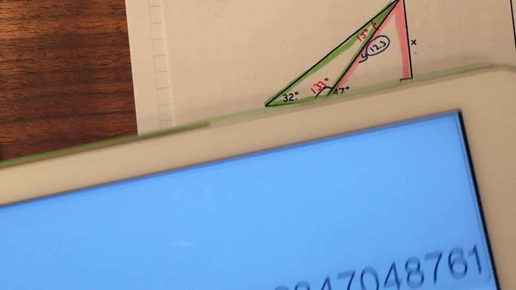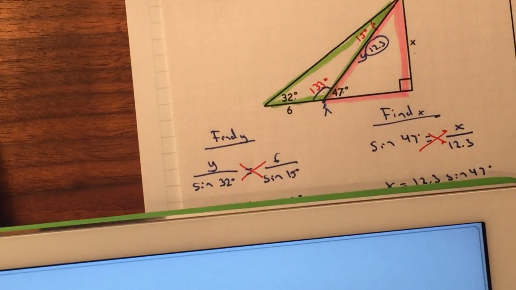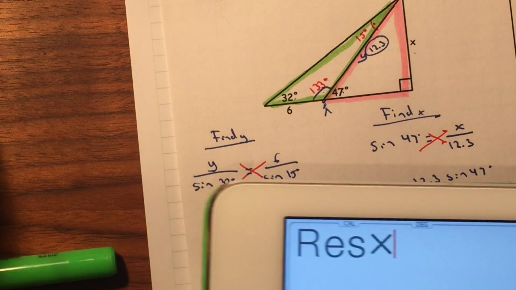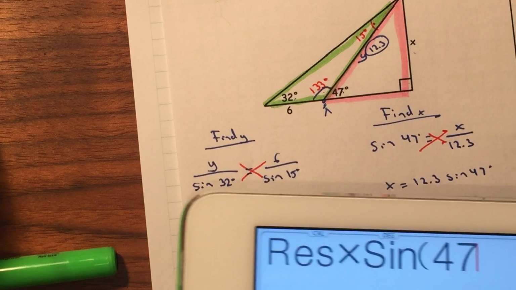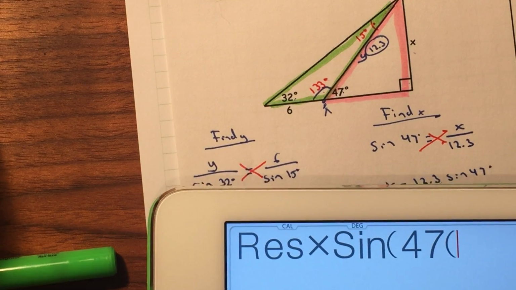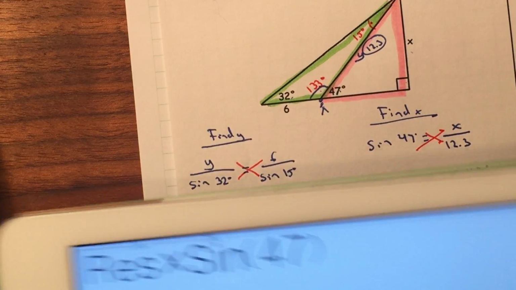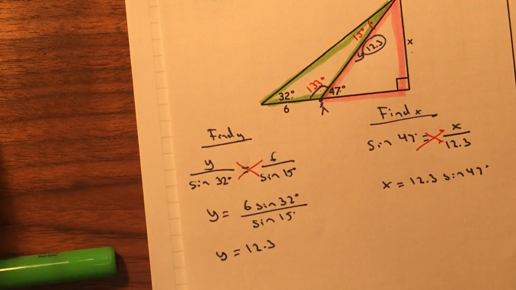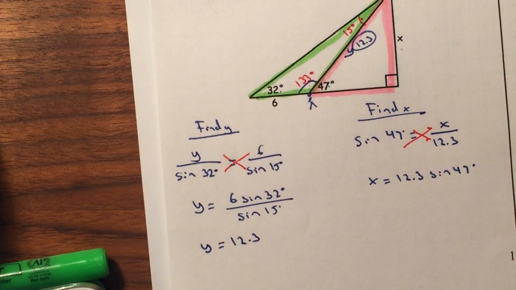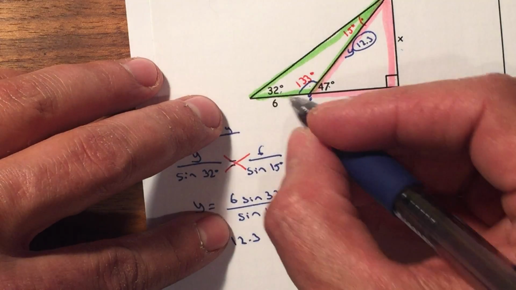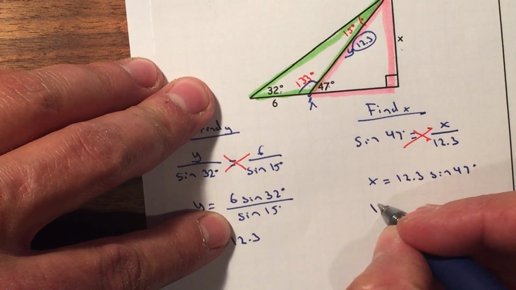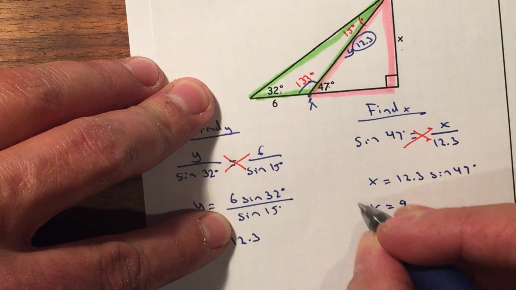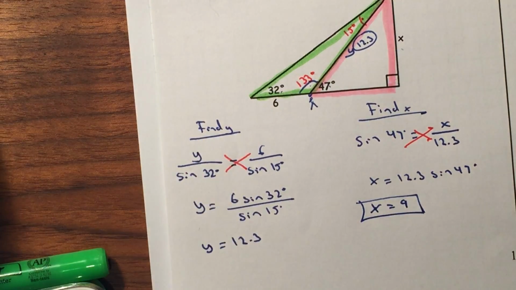And since I left this in my calculator, I can just multiply by the sine of 47 degrees. And that gives me 8.98. Or in this case, since they just want a whole number, x will be equal to 9 units. And that'll be my answer.